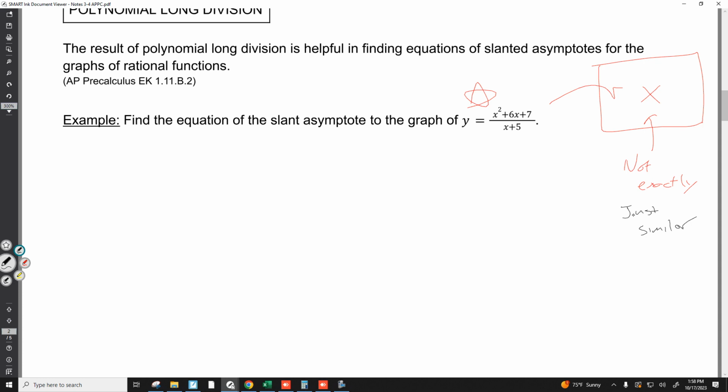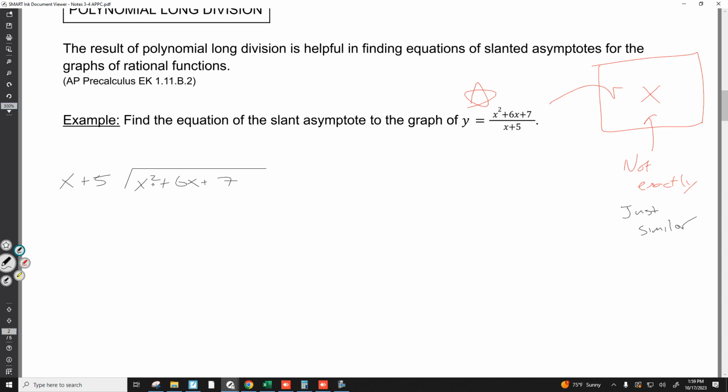We are going to divide x plus 5 into x squared plus 6x plus 7. Your calculator can't help you here.